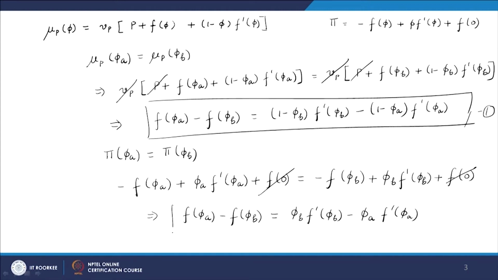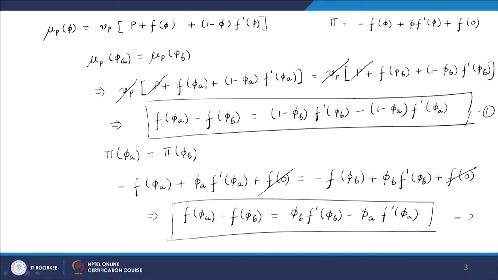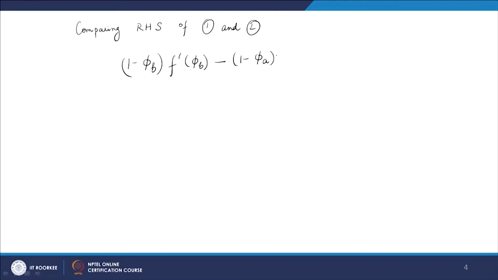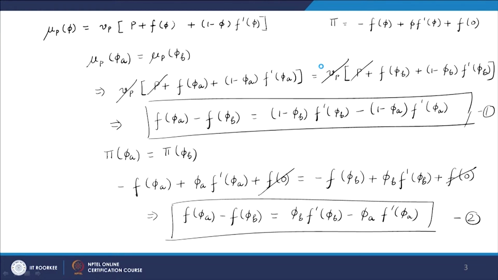So, we have derived two relations, both of which have the same left hand side. So, we can compare the right hand side in 1 and 2, and what we do get is... I am sorry, please note here that there is a small error here. So, we have phi A, F phi A, phi B, F prime phi B.